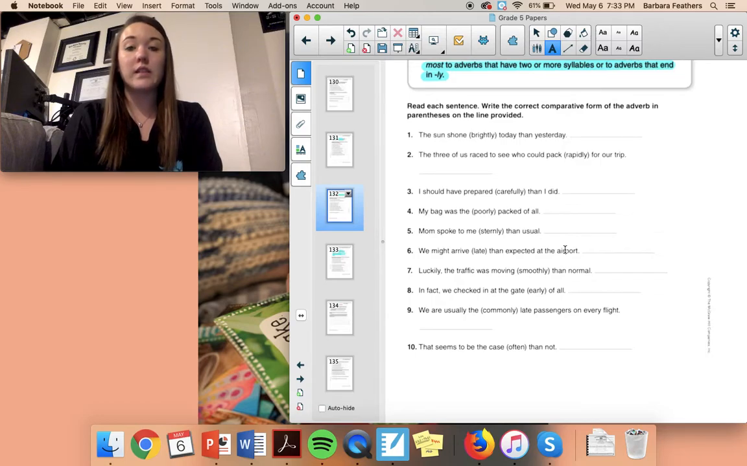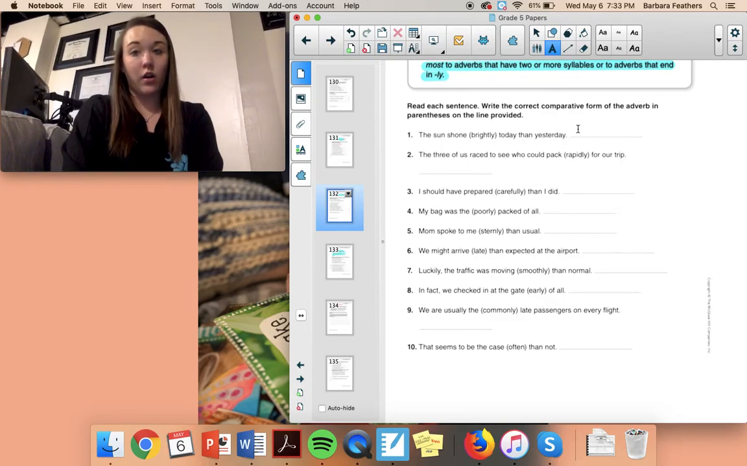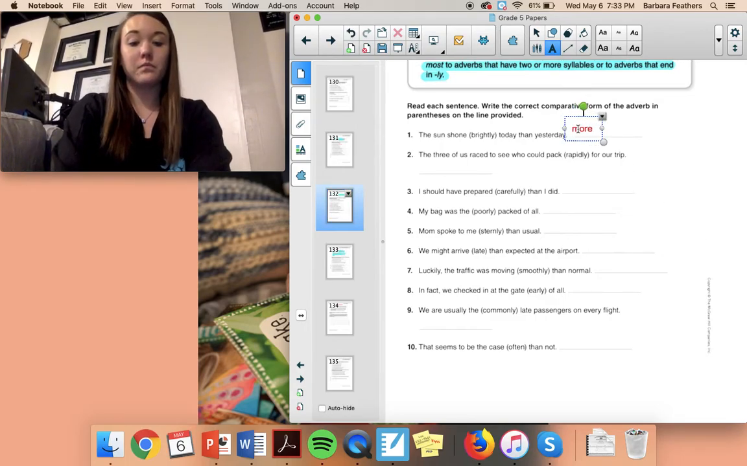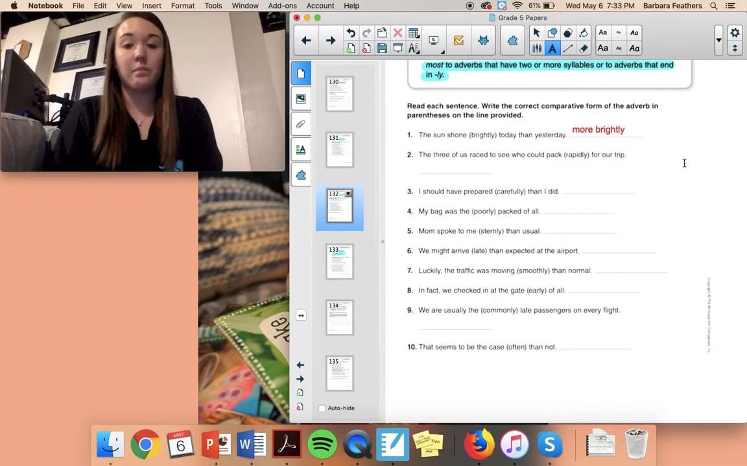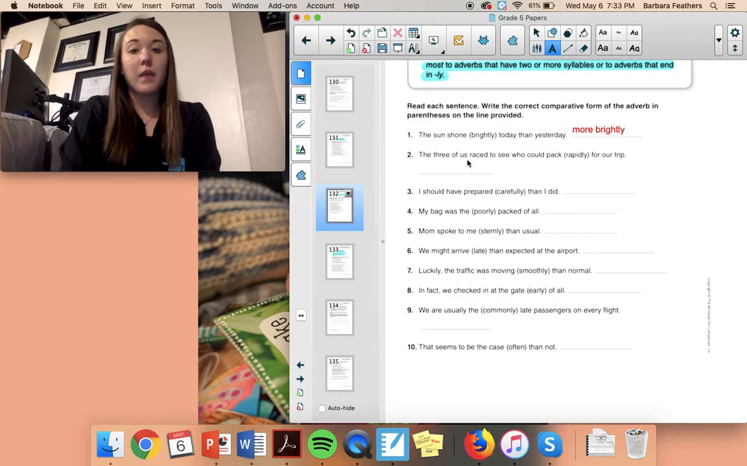Number 1 says, the sun shone brightly today than yesterday. Because I am comparing 2 days, I want to use the comparative form of brightly. Brightly ends in ly, so instead of adding ER to the word, I'm going to add the word more in front of brightly. The sun shone more brightly today than yesterday. You will complete this page with the same directions for 2 through 10.